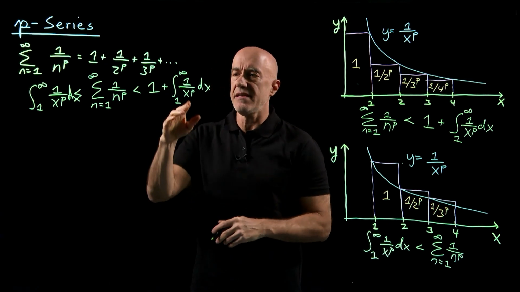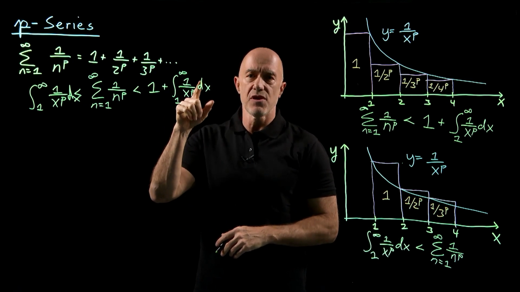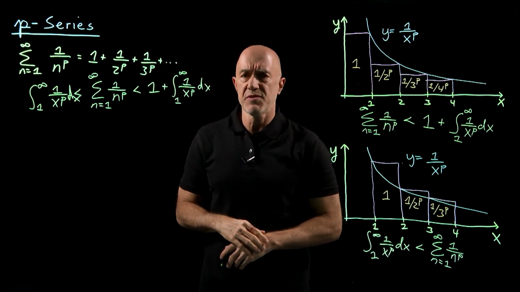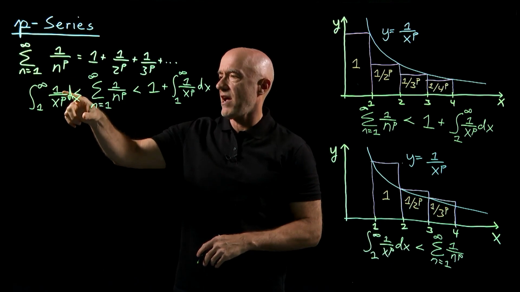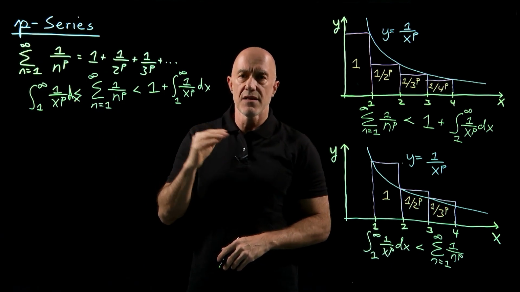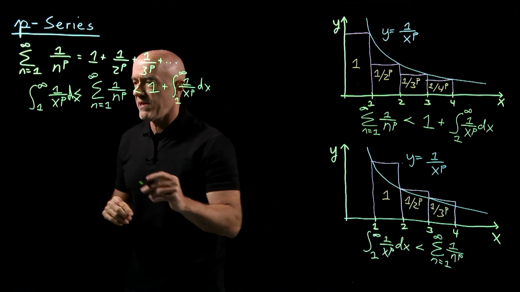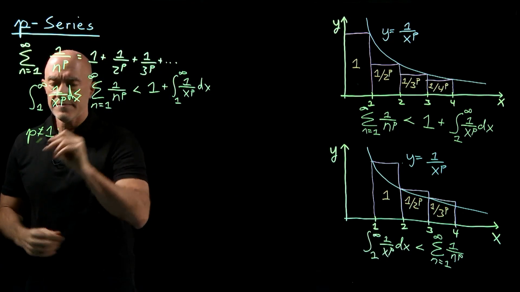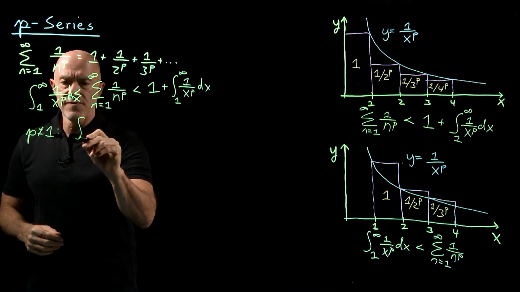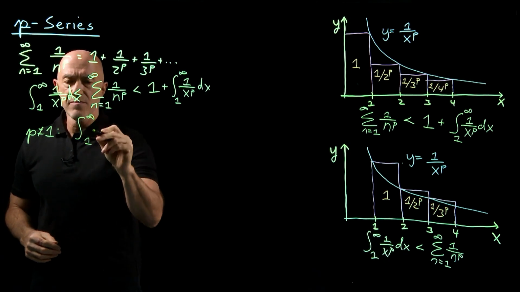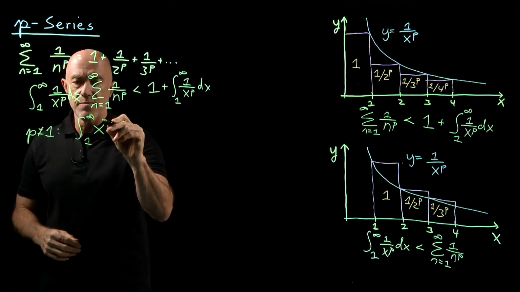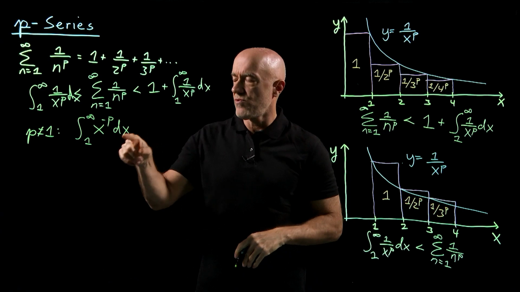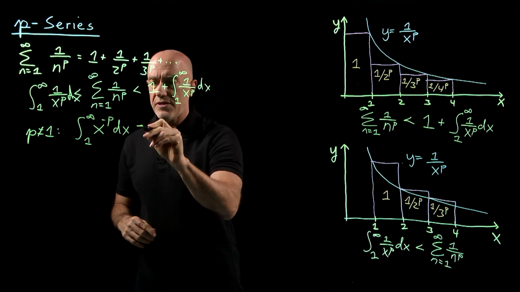So the key here then is to determine whether this integral converges or diverges. If p equals 1, it's a special case. It's the integral of 1 over x dx. That's a logarithm. So let's consider first p not equal to 1. Then we're looking at the integral from 1 to infinity. I can bring up the x, so x to the minus p dx. We can use the power rule here, so we know how to integrate that.